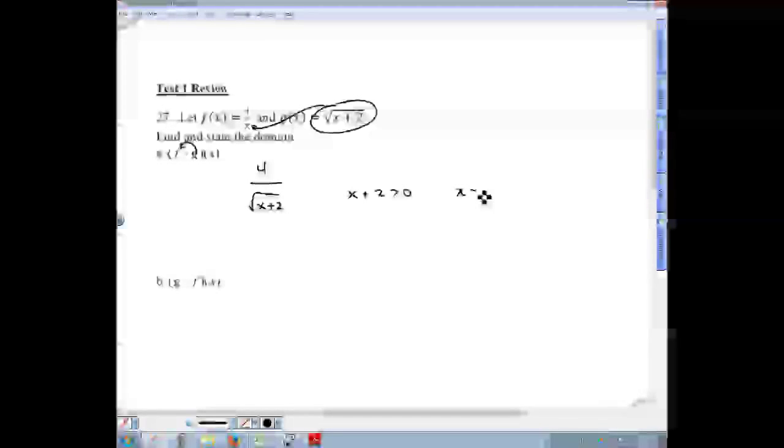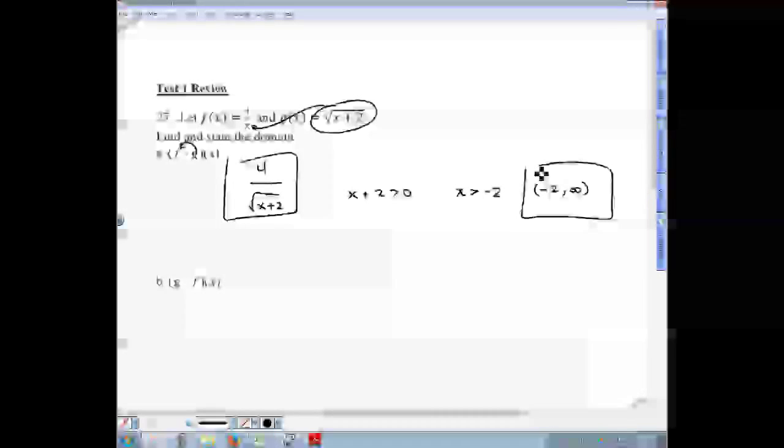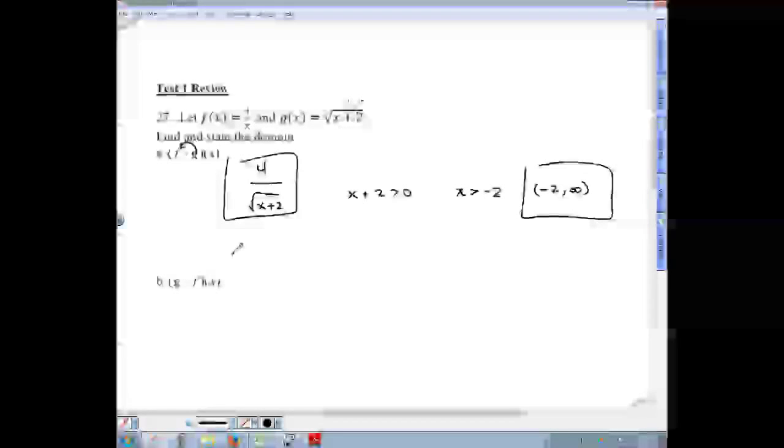This is pretty easy to solve. Subtract 2 on both sides. X is greater than negative 2, or from negative 2 to infinity. So this was f of g of x, and this was the domain. There were two things you had to find on part A. Now for part B, now the f function is going inside the g function, so the f function goes inside g right there. So this is going to be the square root of 4 over x plus 2.